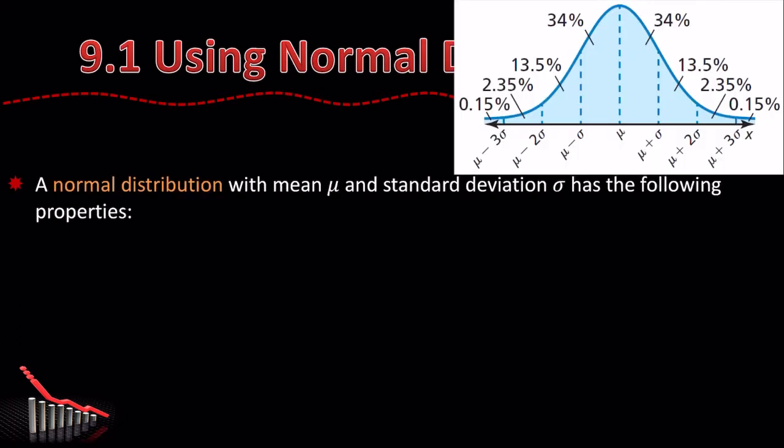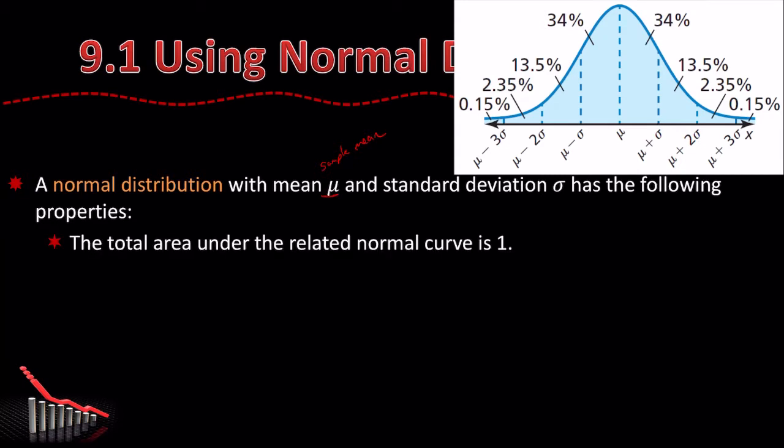So a normal distribution with mean mu and standard deviation sigma has the following properties. The total area under the curve is 1. So this means we're talking about probabilities.